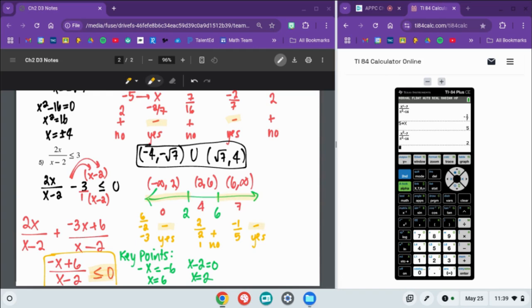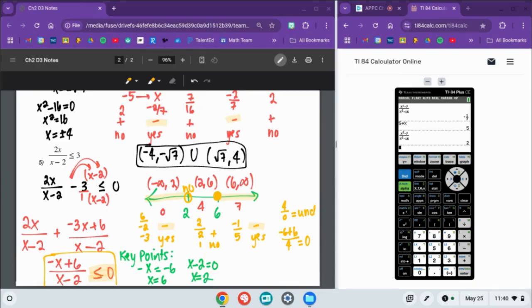All right, now what about our endpoints? If I were to plug the number 2 in, I get -2 plus 6, that's 4. And 2 minus 2 is 0, so that's undefined. All right, so 2 would not be part of my solution set, so we'll consider that an open circle. And then 6 should be part of my solution set, because that would give me an x-intercept. So if we just double check, that's -6 plus 6, that's 0. 0 divided by 4, that's 0. So yes, that's okay.